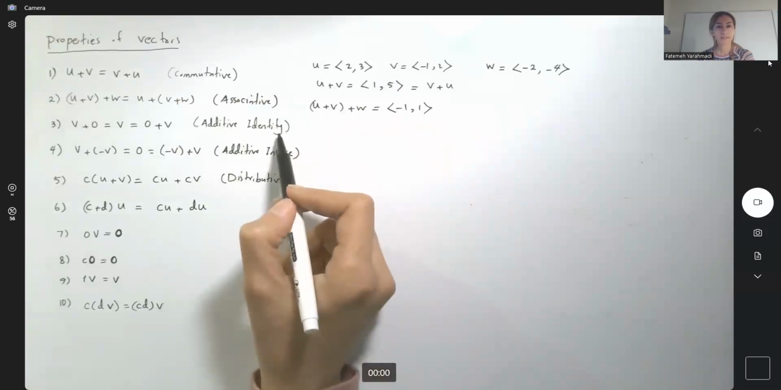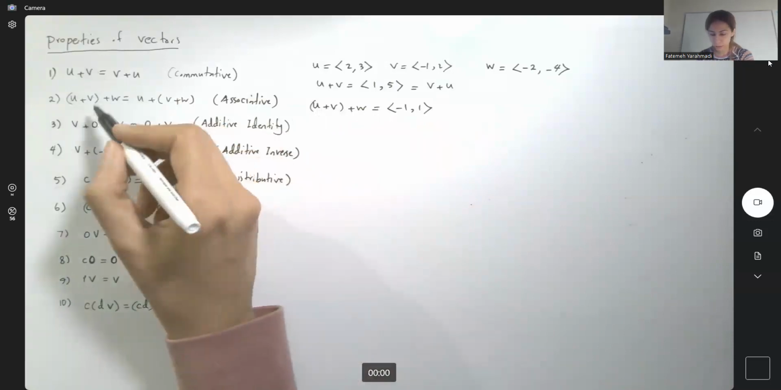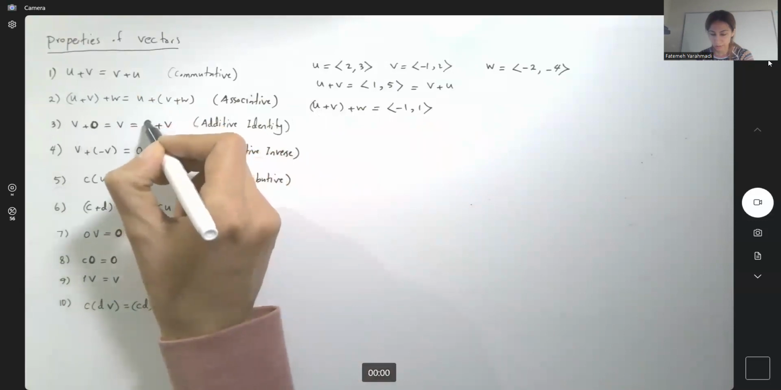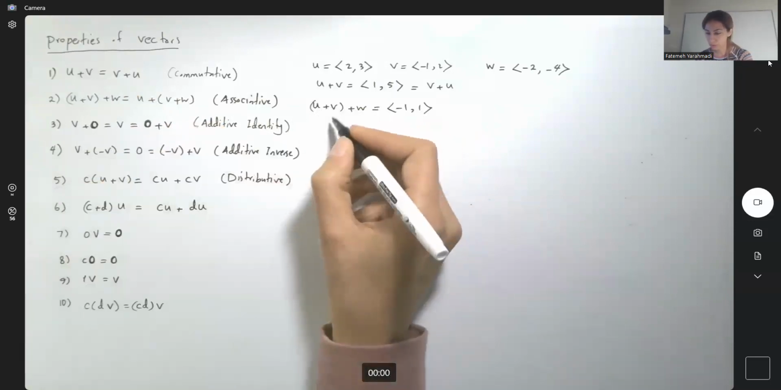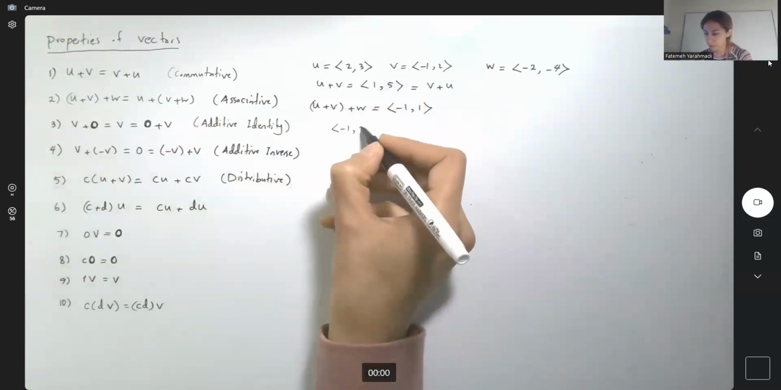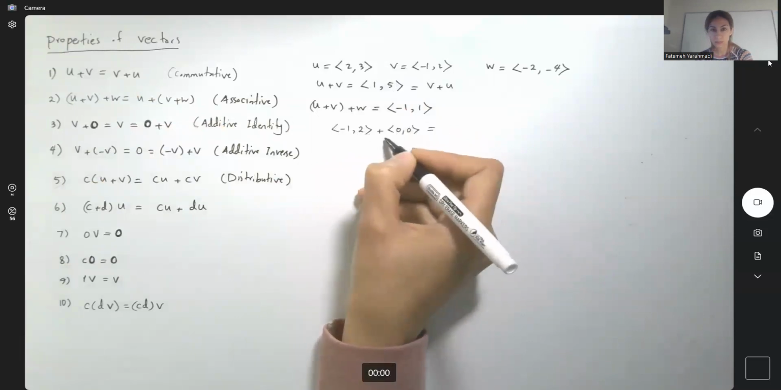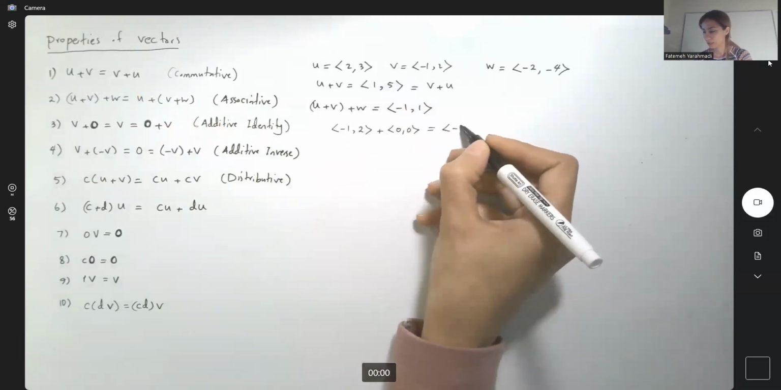You have additive identity. If you add any vector with the 0 vector, so let me just bold this 0, this is the 0 vector, the output is equal to v. For example, here you have vector v, negative 1 and 2, plus the 0 vector, which is represented by 0 and 0. It has 2 components, and it gives you negative 1 and 2.